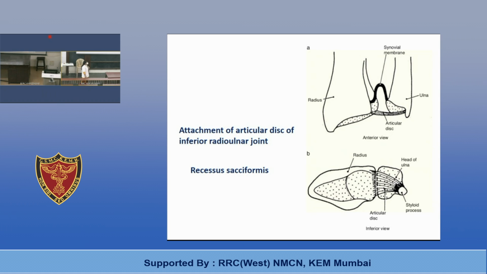Okay, and one more thing, can you see this prolongation of synovial membrane up? This is called the recessus sacciformis. So it is a prolongation of the synovial membrane of the inferior radioulnar joint in between the interosseous membrane and one small muscle which is present along the lower quarter of the radius and ulna, which is named the pronator quadratus. So in between this interosseous membrane and pronator quadratus, this prolongation of synovial membrane extends above and it is called the recessus sacciformis.